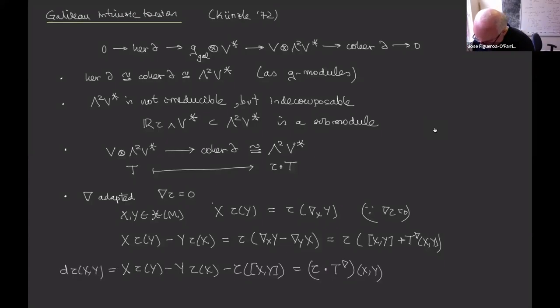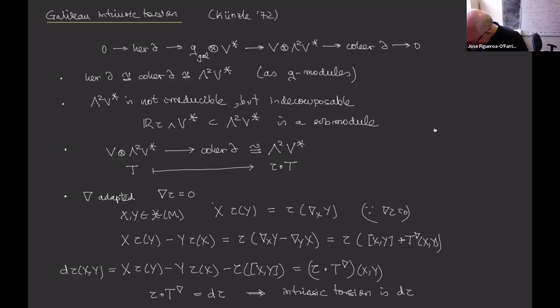So what we have just shown is that tau composed with the torsion T nabla is the same thing as d tau. And since tau composed with the torsion is the mapping down to the intrinsic torsion, the intrinsic torsion is precisely d tau. And of course, as you would expect, it doesn't depend on the connection, right? The tau just depends on the geometric structure that you have.